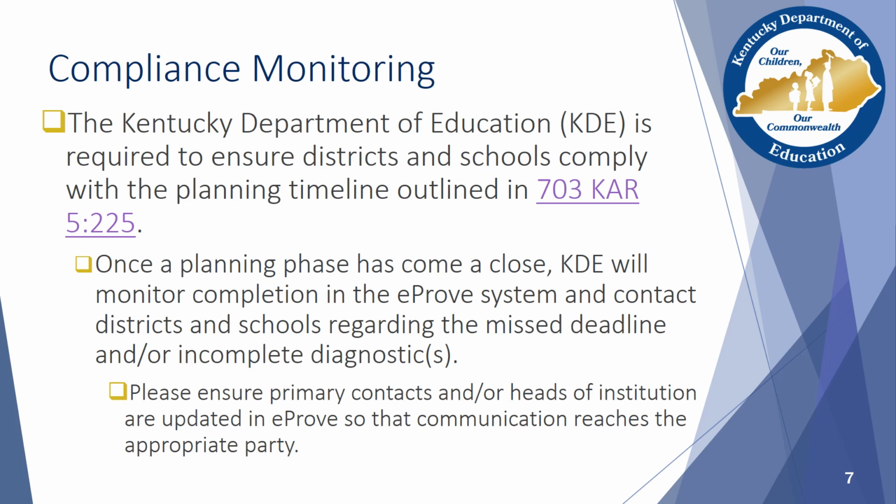The Kentucky Department of Education, KDE, is required to ensure districts and schools comply with the planning timeline outlined in 703 KAR 5:225. Once the planning phase has come to a close, KDE will monitor completion in the eProve system and contact districts and schools regarding the missed deadline and/or incomplete diagnostics. Please ensure primary contacts and/or heads of institution are updated in eProve so that communication reaches the appropriate party. More information on how to update heads of institutions and primary contacts will follow in the eProve section of this presentation.